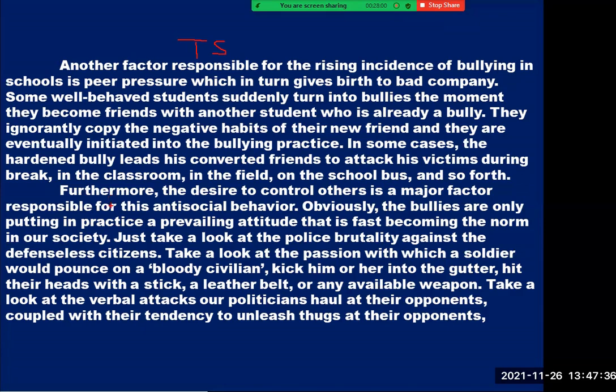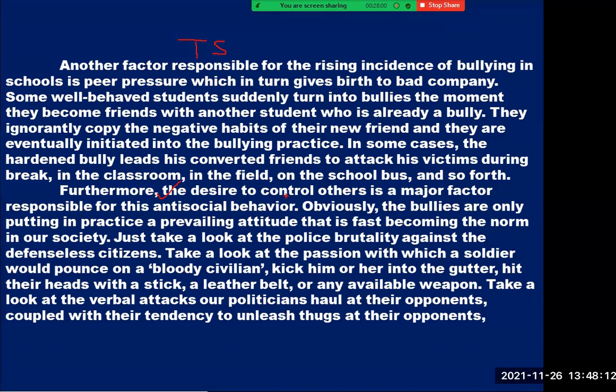Then the next paragraph, which is our third factor or cause of bullying in school. Furthermore, the desire to control others is a major factor responsible for this antisocial behavior. You see, the desire to control others. Again, you can see that this is our TS, the desire to control others. That's the point we are raising here. That's the factor we are saying is responsible for bullying in schools, the desire to control others.